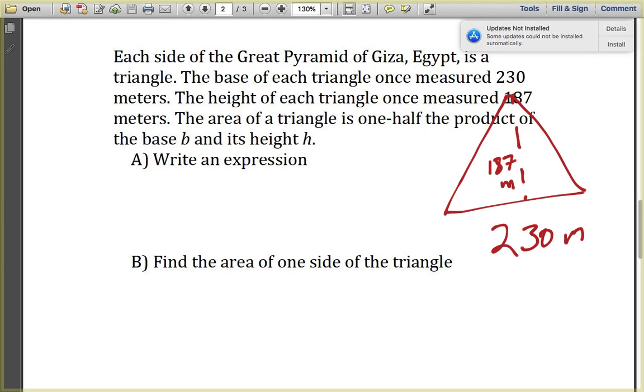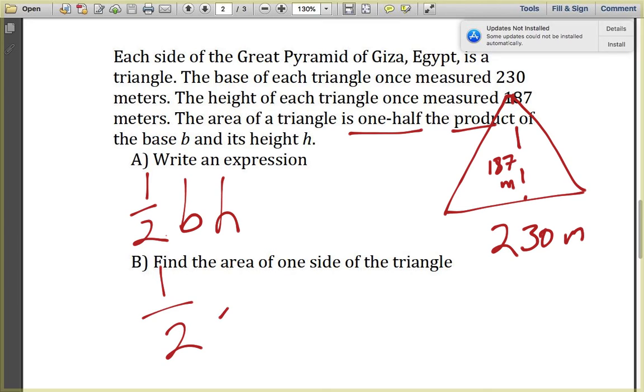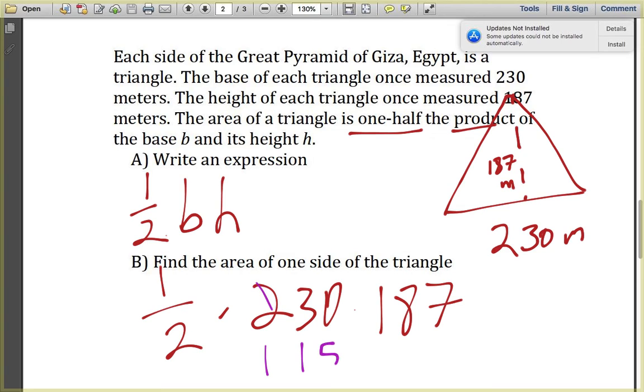And since we know the area of a triangle is 1/2 the product of the base and the height, if I take base and height and take 1/2 of it, or just think of it this way, 1/2 times it, that would get me my area. Well, it wants an expression, I'm done. Then it wants me to actually find the area, well, then I just plug in my numbers. So I have 1/2 times 230 times 187. Some of you probably can figure out that half of 230, well, that'd be 1, and half of 30 is 15. So 115 times 187, that's what that would make.